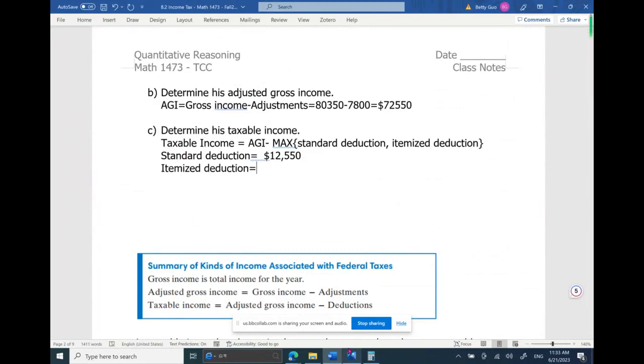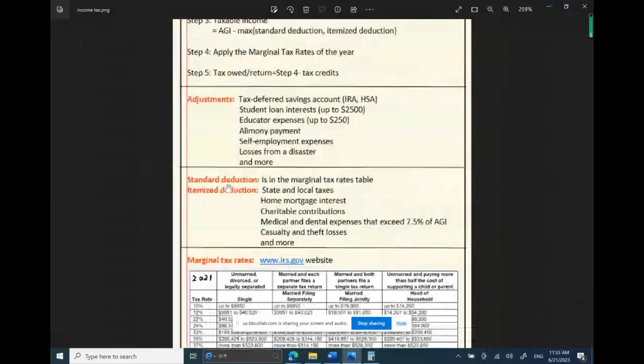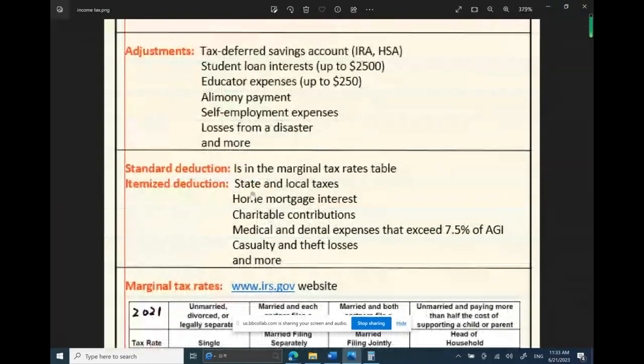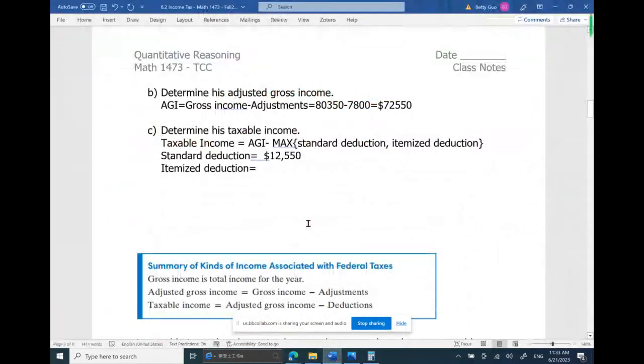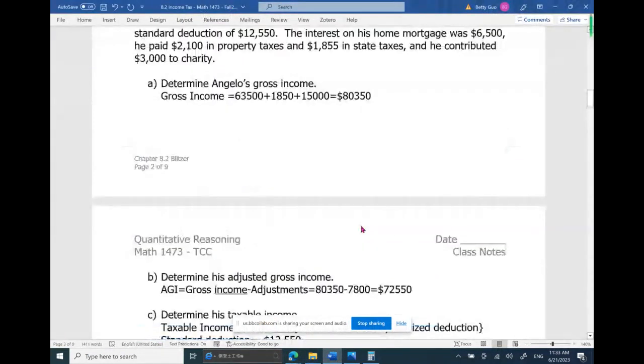And itemized deduction, yeah, look at my table note. Itemized deduction includes state and local taxes, home mortgage interest, charitable contributions, medical and dental expenses. Yeah, you need this information when you work on your homework in MATLAB Math. So does Angelo have any itemized deduction? Let's read the question one more time.